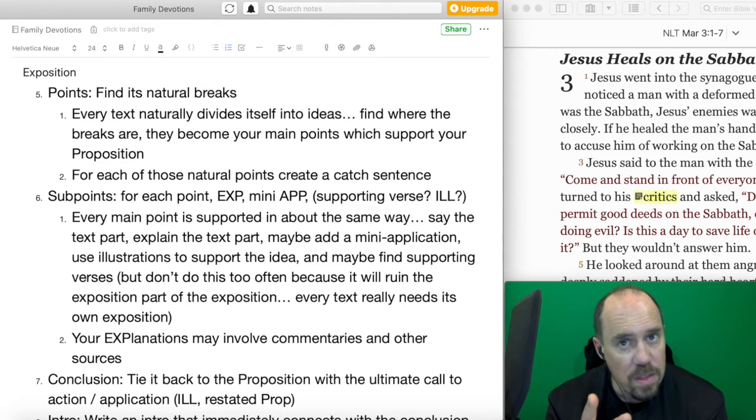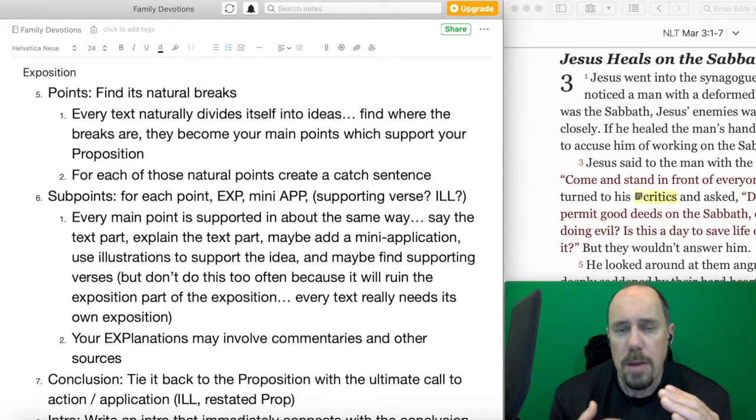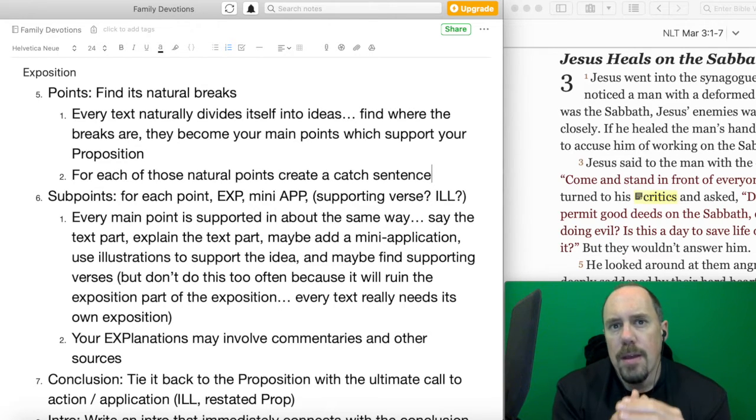Remember, you can only say one thing. You're saying the same thing, just from two different angles. You're showing how your passage, shorter the better by the way, unless we're talking about narrative, supports the proposition and will bring people back to the main idea of the text.